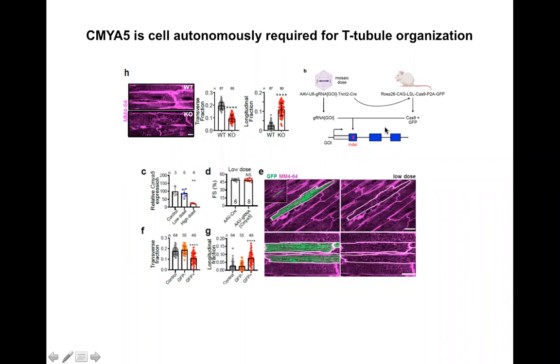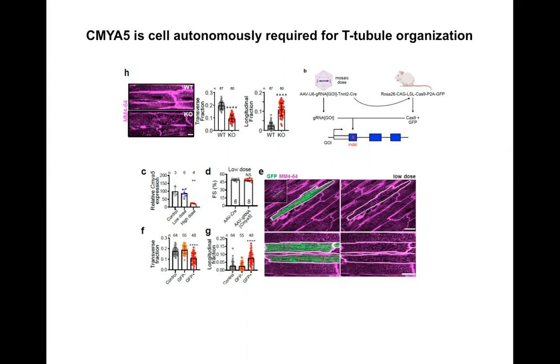As heart function is closely associated with the architecture of cardiac dyads, we set out to check the two membrane systems. We first took a look at the T-tubule system by loading the whole heart with a membrane dye. As you can see, in the knockout hearts the T-tubule system was severely disrupted, as indicated by a significant decrease in the transverse fraction and a dramatic increase in the longitudinal fraction.